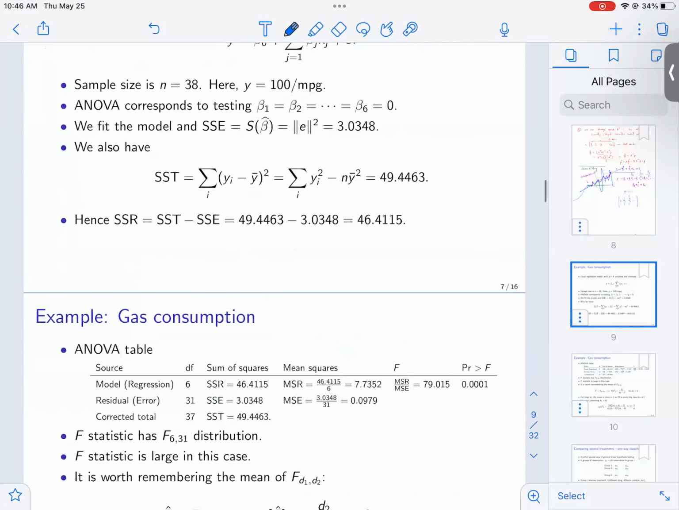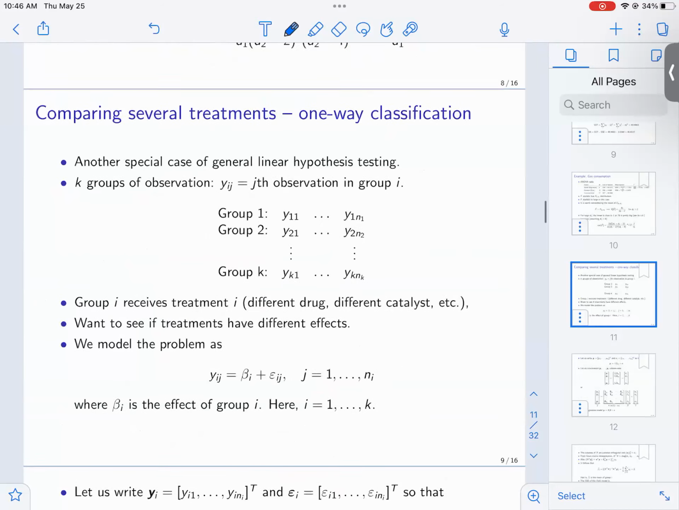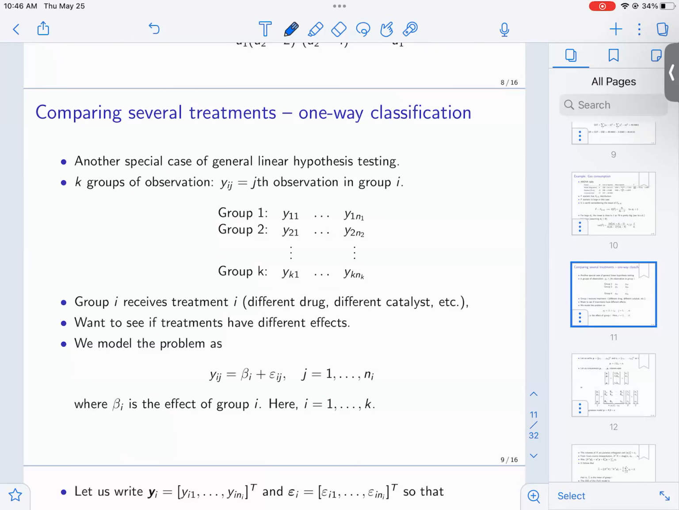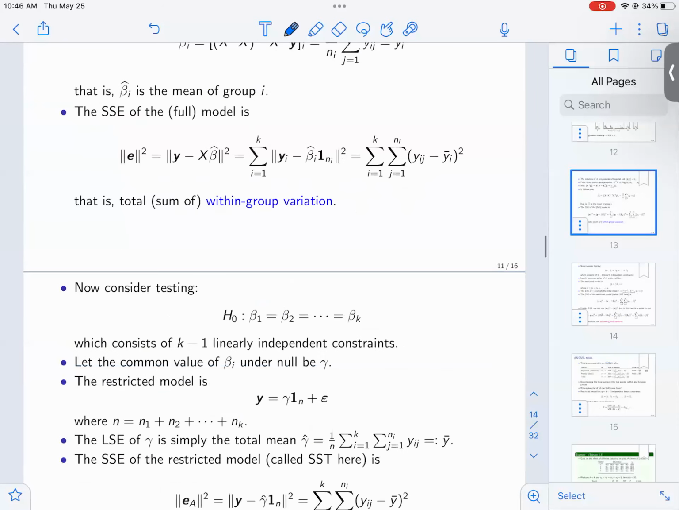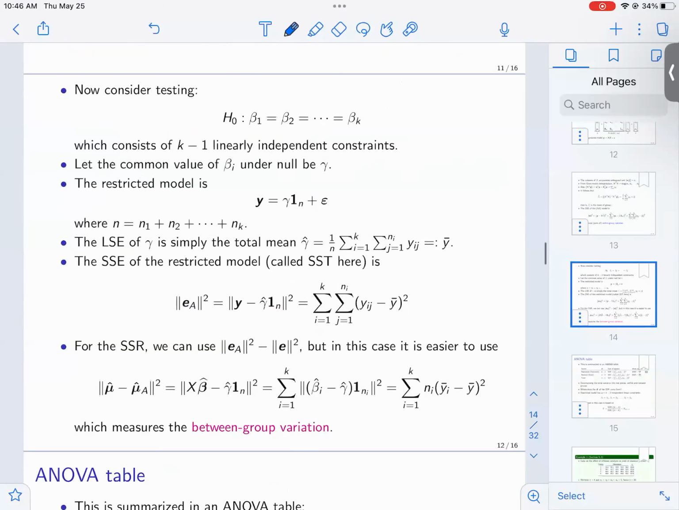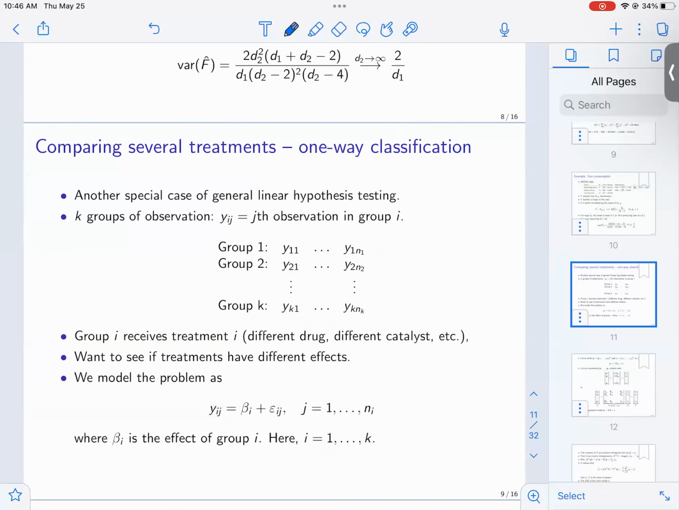Next time, there is this comparison of treatments. This is another special case of the F test. I might go very quickly over it or ask Jan to go over it in the discussion on Monday. There's nothing special. It's just another case where you have multiple groups, and you're going to test whether the response of each group is the same or not. You can formalize it as a regression model and then test whether the group effects are the same. That's another example of the F test.